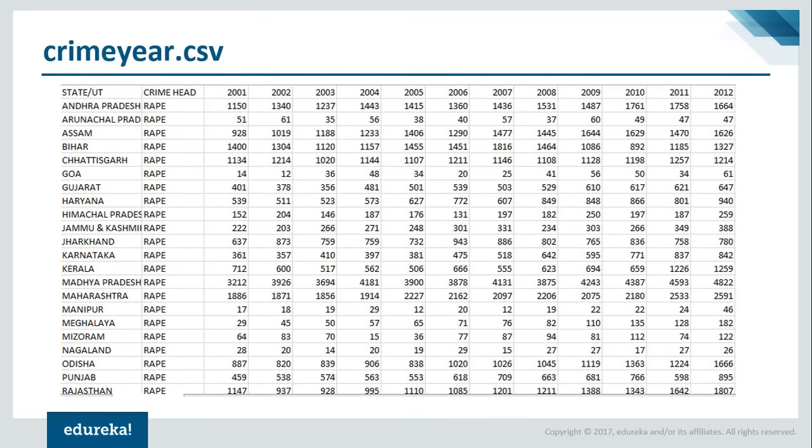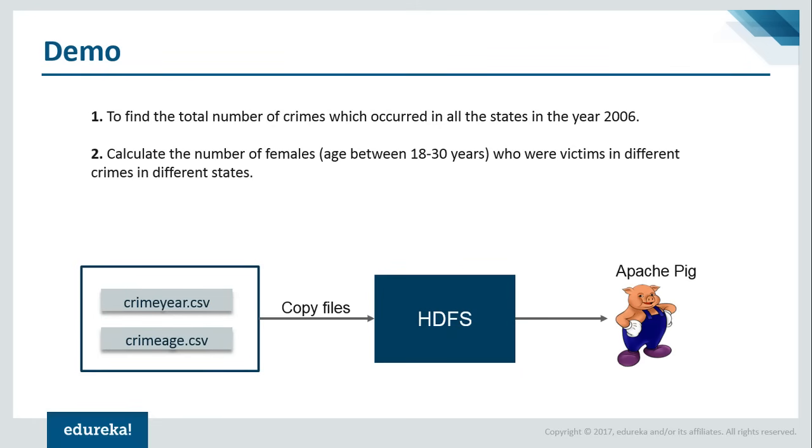Then we have another dataset over here, crime year.csv. It also has the different crimes, in the section crime head, and it contains the data across a number of years from 2001 to 2012. We're going to use this data to find out the following. First, we'll find out the total number of crimes which occurred in all states in the year 2006. We'll be just analyzing 2006. After that, we'll calculate the number of females aged between 18 and 30 years who were victims in different crimes in different states.